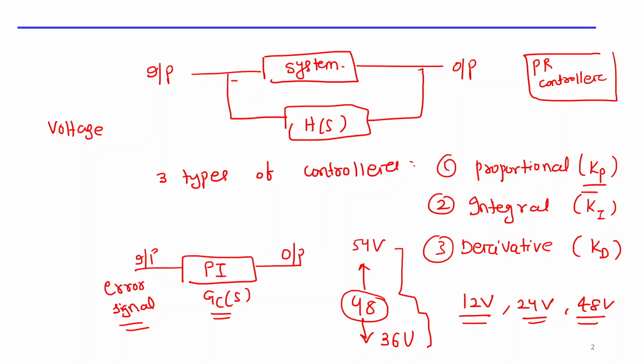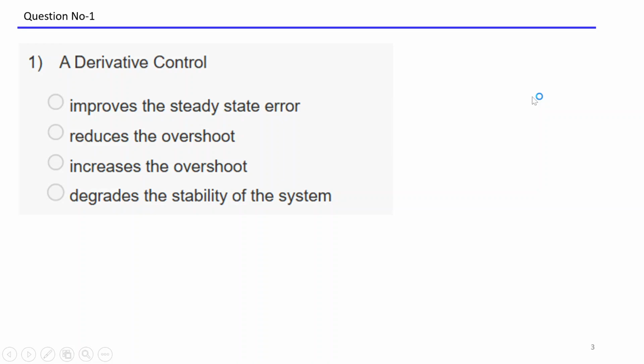Based on our course, we just have to stick to some questions related to the PI controller and PID controller, and how they deal with the steady state error. Let me give you question number one. There are four options, starting with a derivative control. Which one is correct? Can anybody guess?